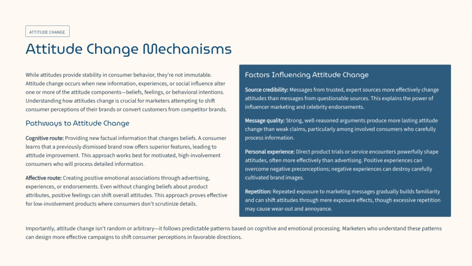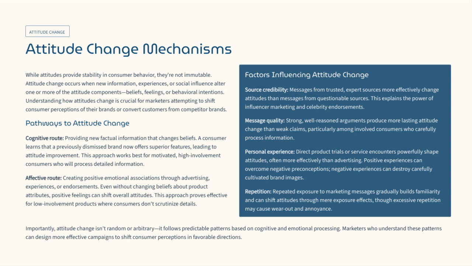Now, moving on to the factors that influence attitude change. There are two main routes, the affective route and the cognitive route. The affective route involves creating positive emotional associations through advertising, experiences, or endorsements. Even if we don't change what someone believes about a product, positive feelings toward it can still shift overall attitudes. This approach works especially well for low-involvement products, where consumers aren't scrutinizing every detail.